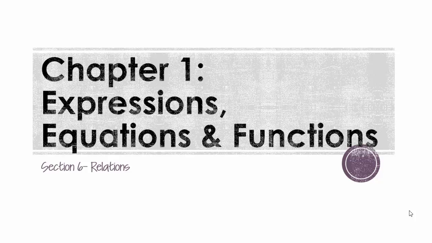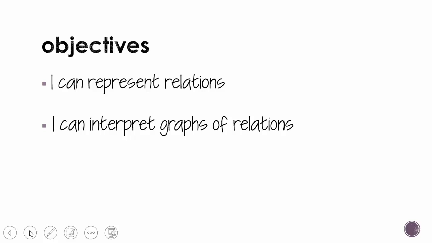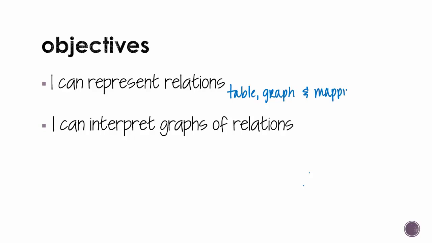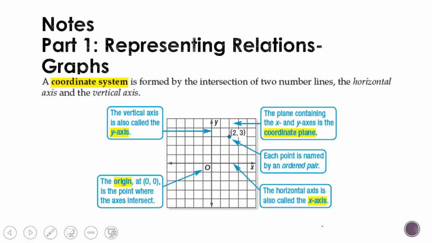In Chapter 1, Section 6, we're going to talk about relations. By the end of this lesson, you should be able to represent relations in a few different ways: as a table, a graph, and a mapping diagram. And then you should also be able to interpret graphs of relations. So let's talk about the graphs.